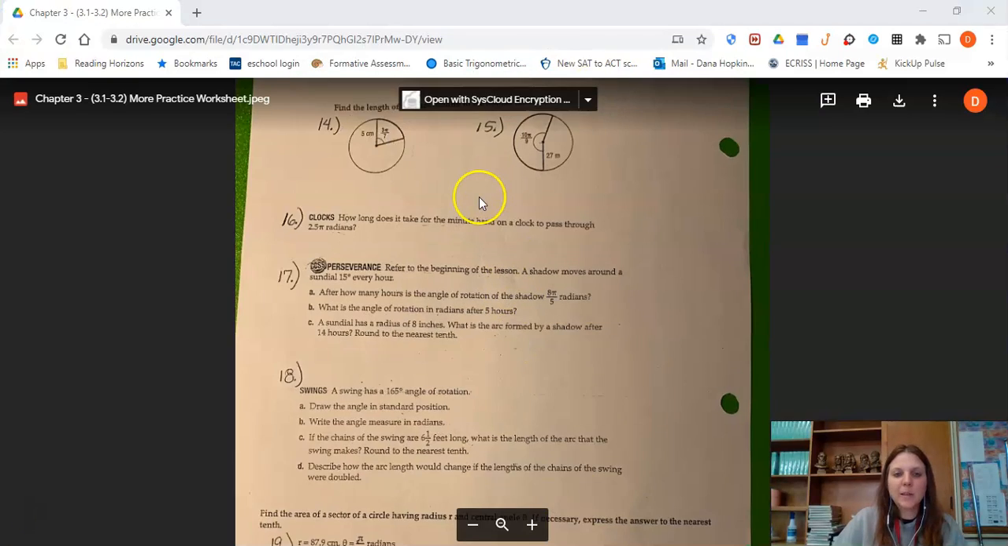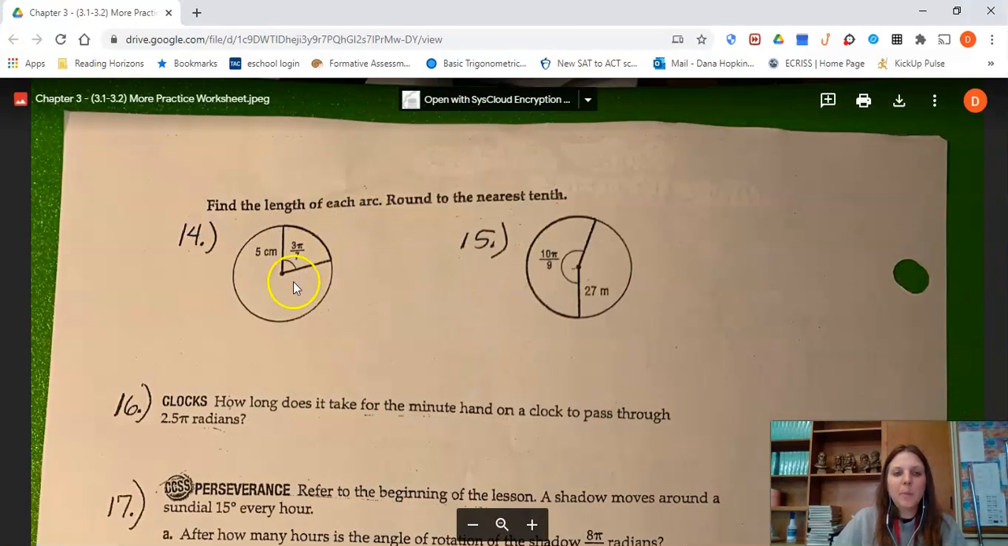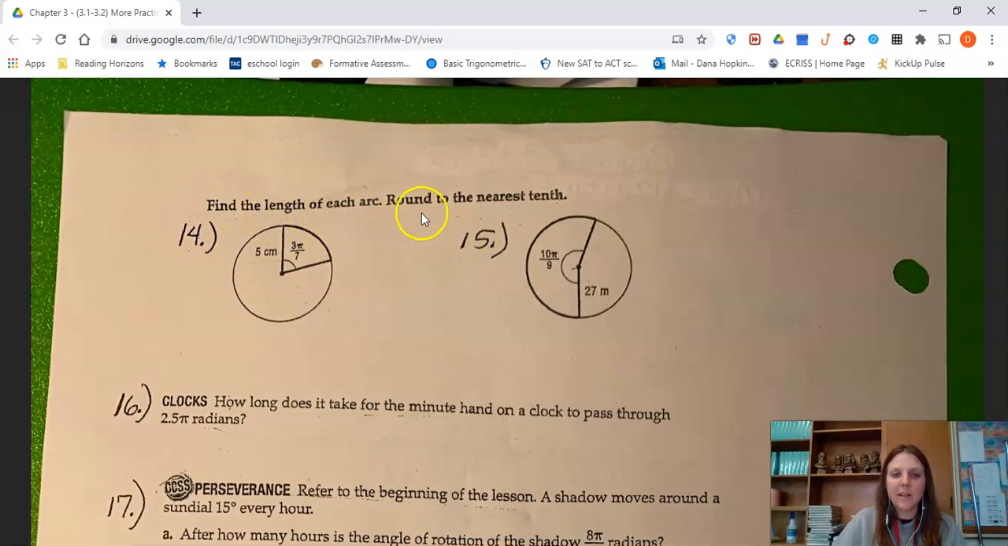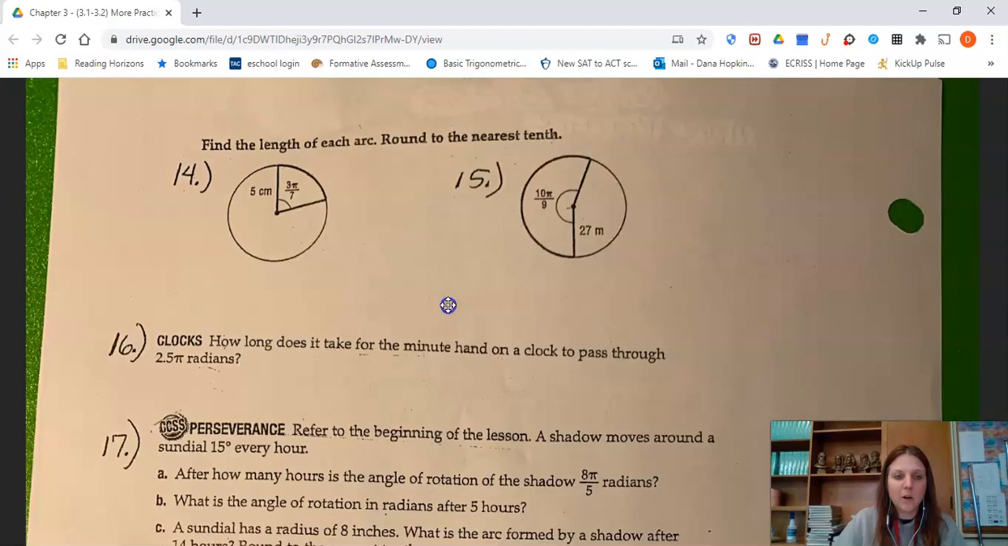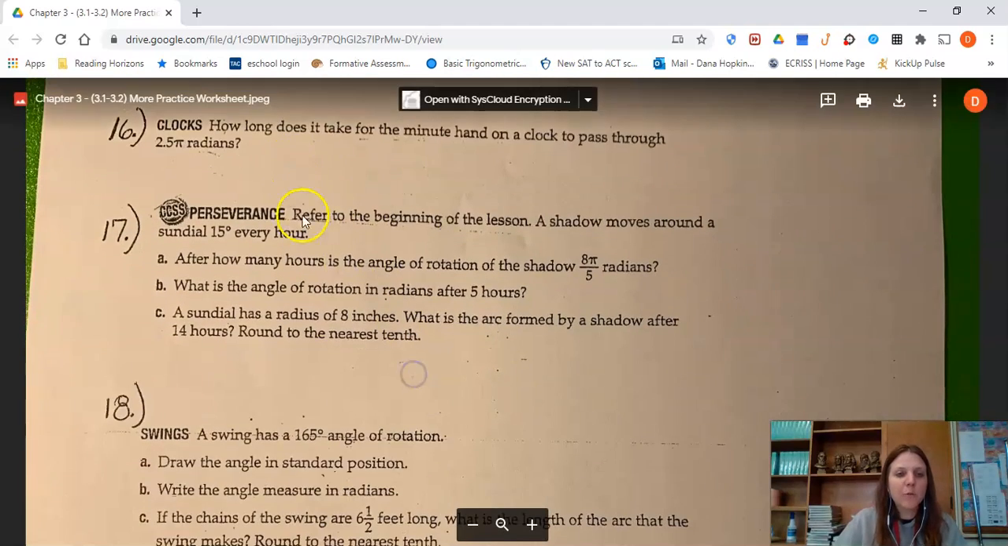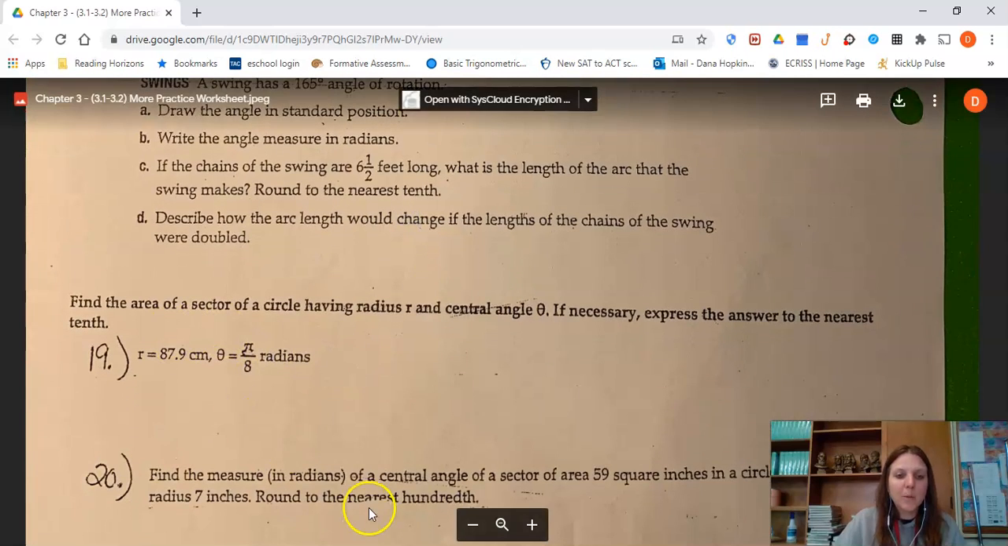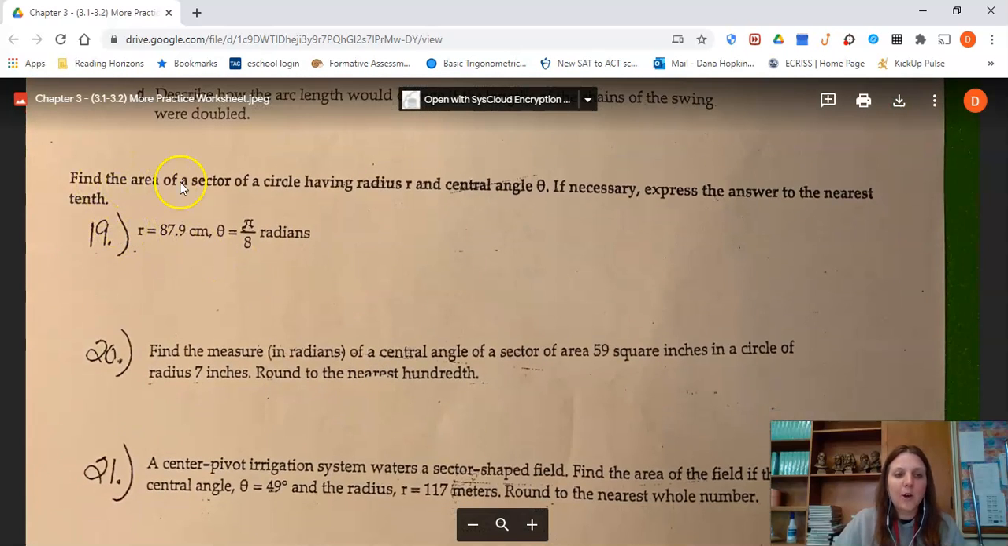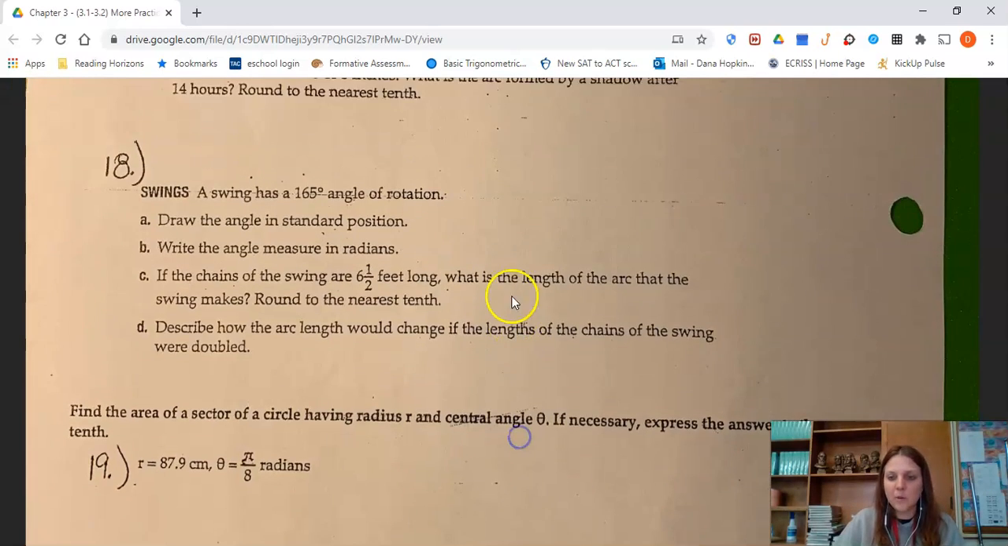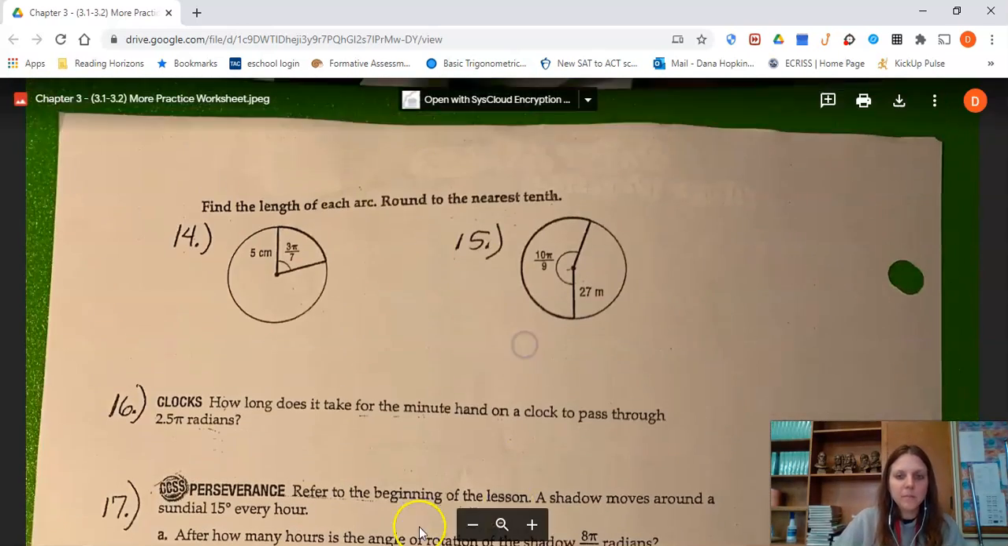So let's take a peek at the back of this sheet. The back side of the sheet has 14 and 15 where you're still finding the length of an arc. So that would be S equals R theta. And then you've got some variety problems here that are kind of different. We're going to do a couple of those. And then when you get down to the bottom, you are looking at the area of a sector. So let's go ahead and do a couple of these on this side.